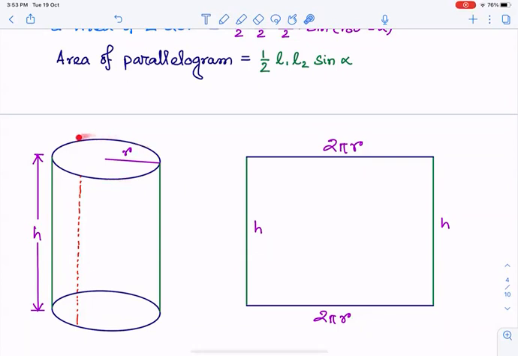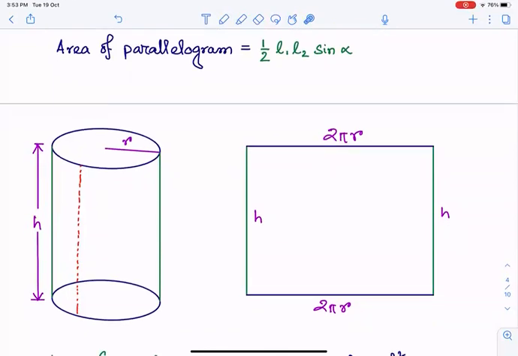Moreover, this circular surface of the cylinder will be created by rolling of this length. This particular length will be rolled to create the circumference of the circular surface. So that means the cylinder must have radius r, because this circumference length is 2 pi r. Is that okay with everyone?